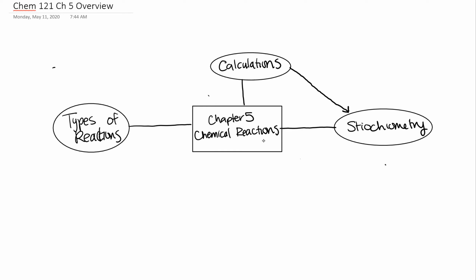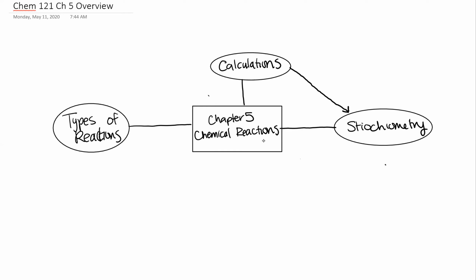In this lecture, we're going to have an overview of Chapter 5. And Chapter 5 is a big chapter. We go through a number of different things that take a bit of time. So I think you can kind of categorize them into the types of chemical reactions that we typically see, and then the calculations that support stoichiometry and stoichiometry itself.